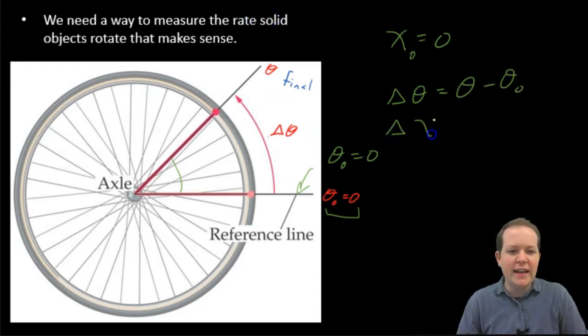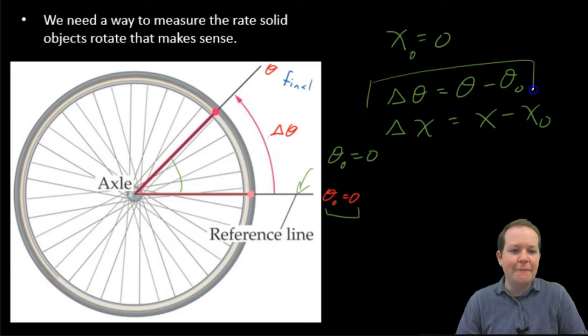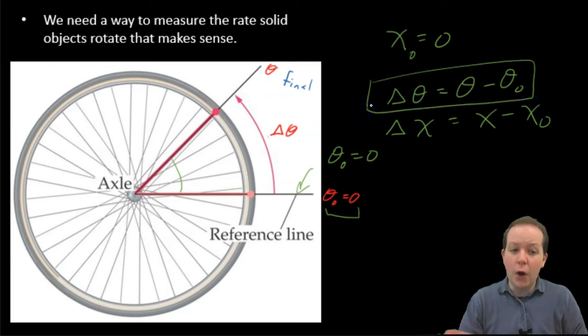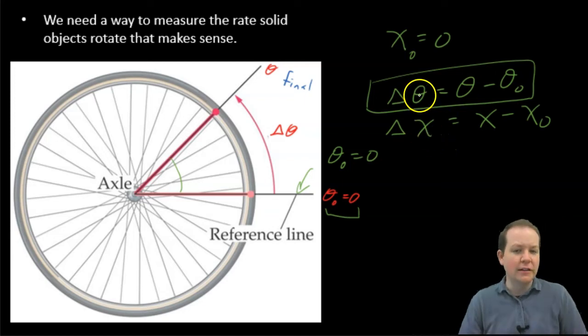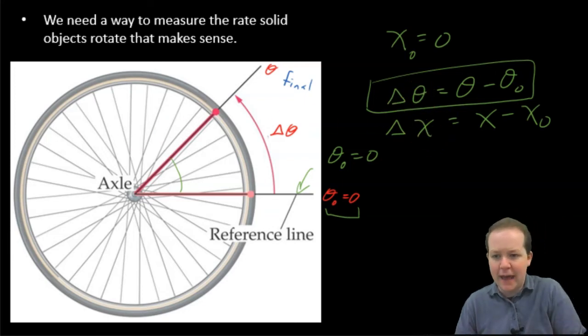Just like my change in translational displacement was x minus x naught. Remember how I talked about cousins? Now we have this cousin. For things that are rotating, we're going to look at displacement, yes, but now angular displacement. And then we're going to build off of that, okay?